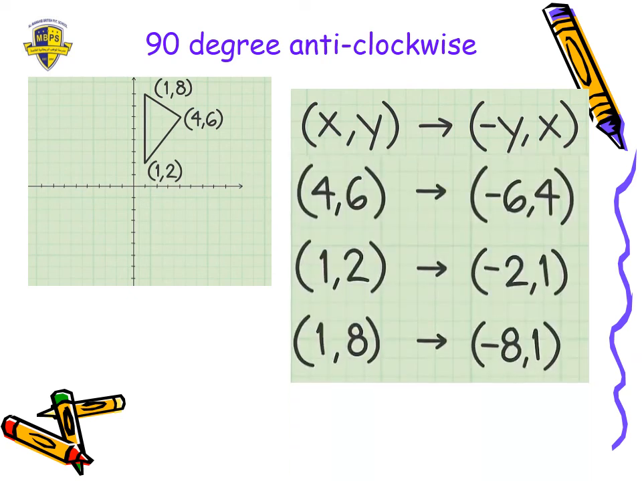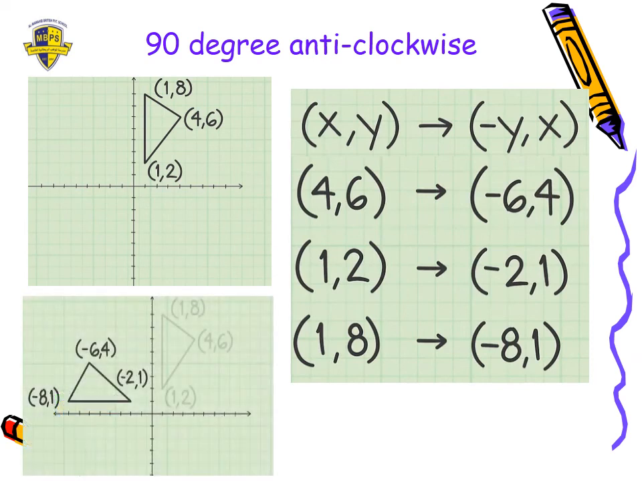For 1 and 2. Change the places, it will be 2 and 1. Change the sign of y, minus 2 and 1. 1 and 8. Change the places of x and y, it is 8 and 1. Then change the sign of y, it will be minus 8 and 1. After that, plot the dots and match between them. This is the rotated triangle.